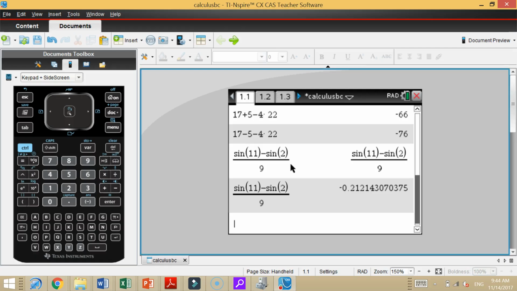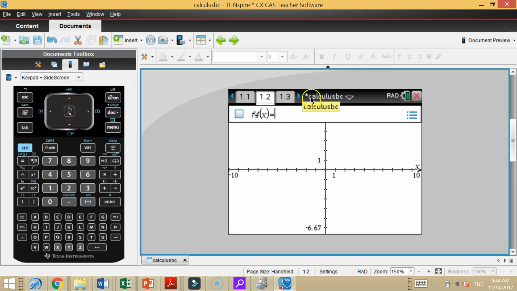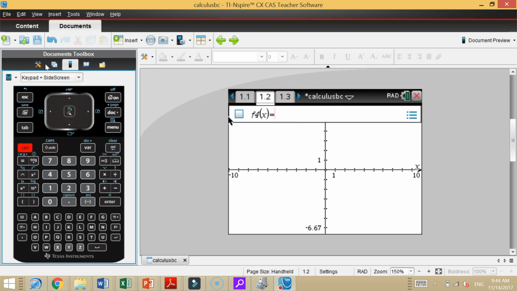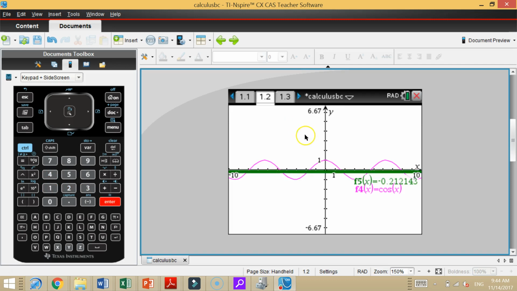So go back to my graph here. I'm going to add a new graph, actually. Let's see if they'll let me add a new one. Yeah, I want to get rid of this. Control up, see all my tabs. I want to clear out this graph. Actually, it cleared it out. Okay, that's fine. So I'm going to graph cosine x, and I'm also going to graph negative 0.212143. I just want to know when they intersect, and I want this to be from 2 to 11.